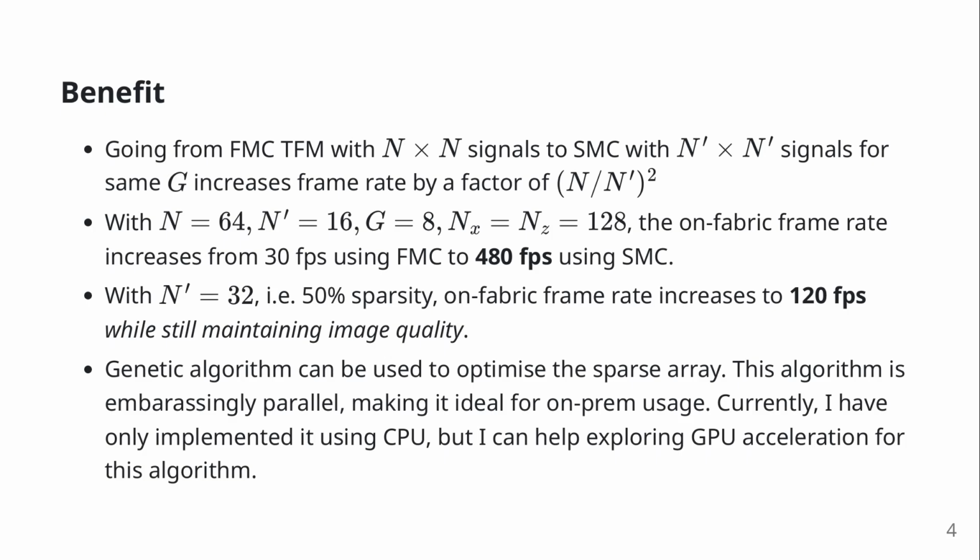So every time that you change your configuration, you'll have to rerun the genetic algorithm to get an optimized sparse array. This is somewhat problematic, but thankfully this algorithm is embarrassingly parallel, which means that you can just throw GPUs at it and then it will run in like 2-3 seconds. With just CPU I had to run it for almost one night and some more hours. So more than I think 8 or 9 hours at least.